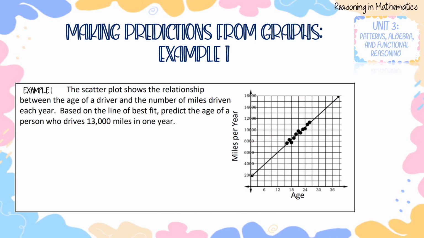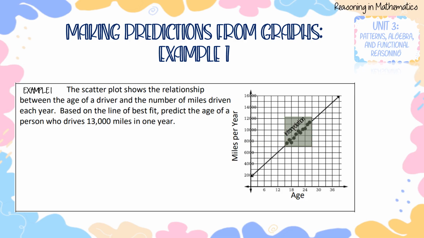Making predictions from graphs, example 1. The scatter plot shows the relationship between the age of a driver and the number of miles driven each year. Based on the line of best fit, predict the age of a person who drives 13,000 miles in 1 year.